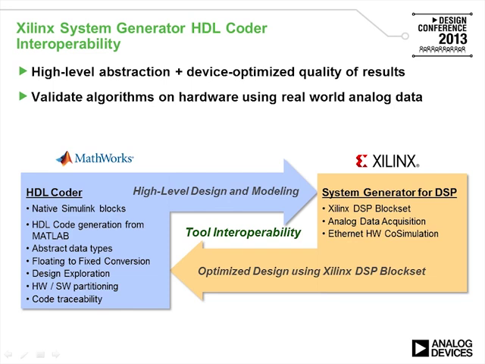HDL Coder also provides code-to-model and model-to-code traceability, useful for design reviews and where standards compliance is required for design certification in certain industries. With System Generator, you get access to device-specific implementations, allowing you to tune system performance where necessary, along with hardware co-simulation functionality and the ability to gain access to analog I/O to acquire real-world data for further design exploration and validation.